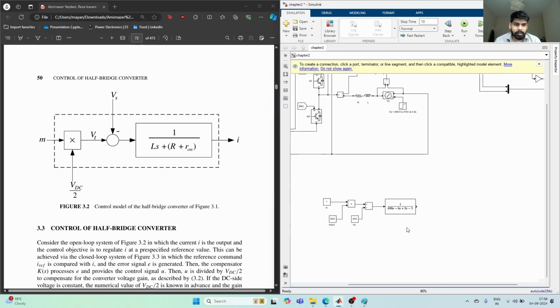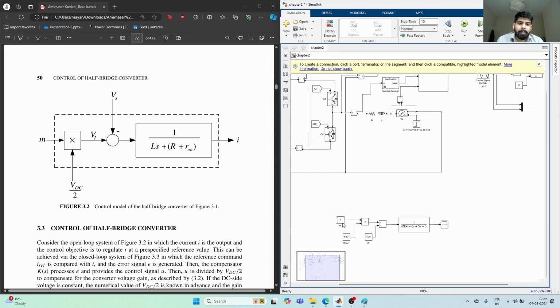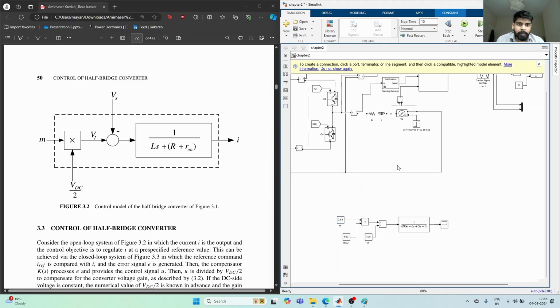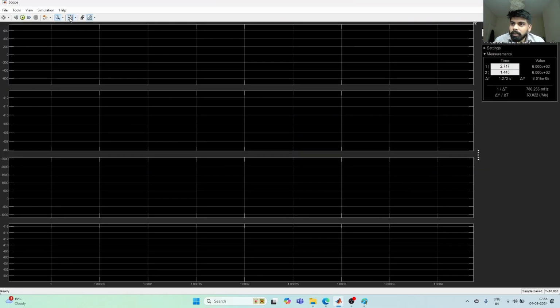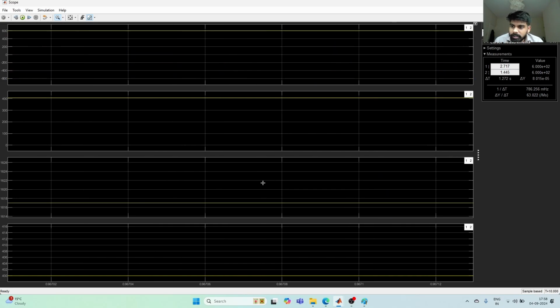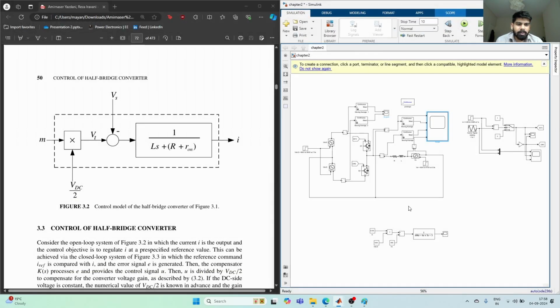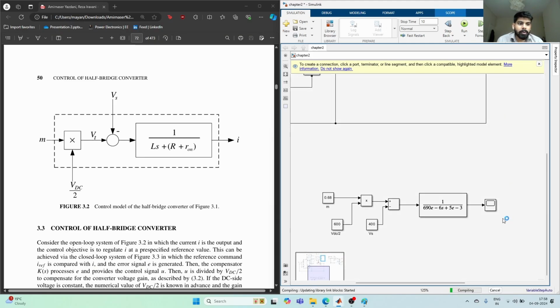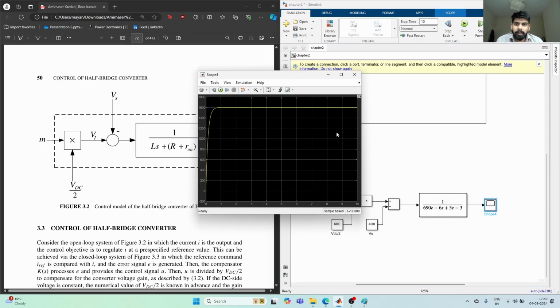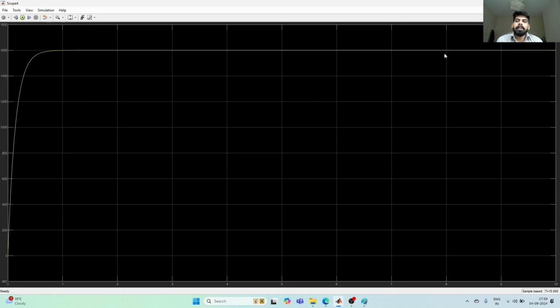This is our output, so we'll see the scope. This should give my current. At M equals 0.68, which was our initial value, what was the current? We'll see. It was around 1600 amps. So this should also give me 1600 amps at the output, because this is basically the mirror of power. See, so this is giving us 1600 amps.